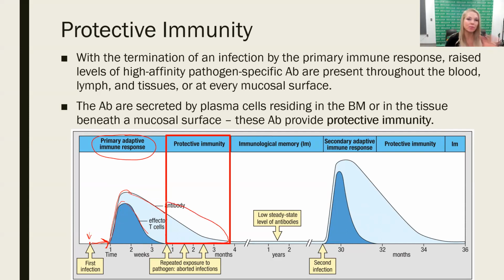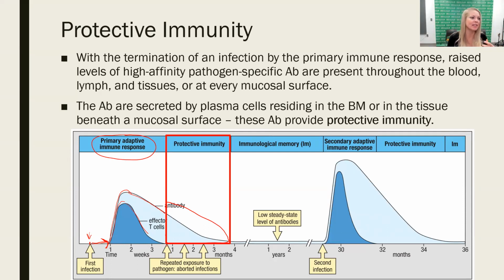And we call that protective immunity because even though the first immune response has been terminated, there's still a decent titer of antibody that hangs around in the system. These proteins don't degrade immediately after an infection. And so they're going to be present in the blood, in the lymph, in the tissues, on the mucosal surfaces, wherever this antibody is. And it's there so that if you get infected again during a short time after.